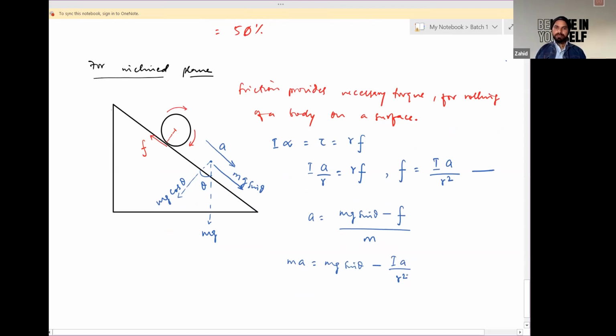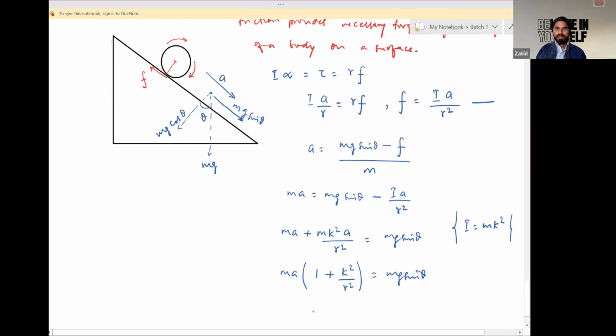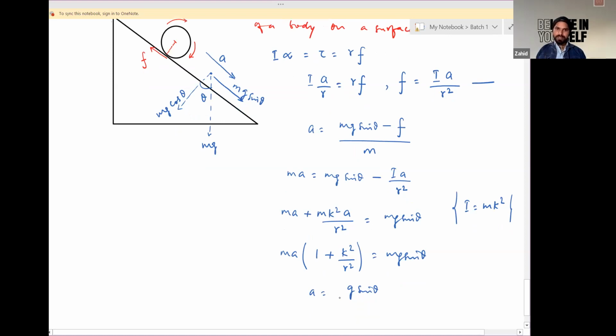You can write moment of inertia in terms of radius of gyration as mk squared. So it will be ma plus mk squared a divided by R squared equals mg sin theta. I have written I as mk squared. Now, if we take out ma as common, 1 plus k squared by R squared equals mg times sin theta. Now m and m will cancel out. So you will get acceleration equals g times sine theta divided by 1 plus k square by r square, which is also called beta. So this will be your net acceleration of the body on an inclined rolling surface or inclined frictional surface.